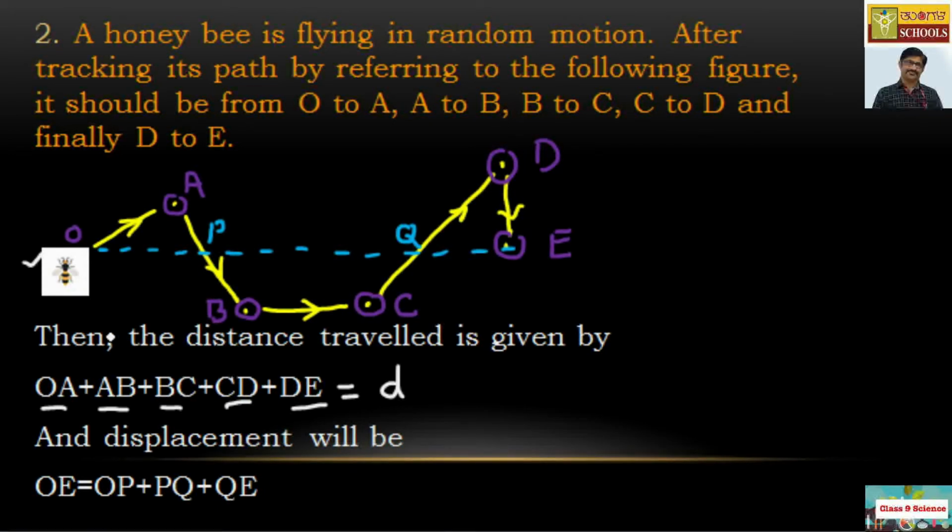Amongst the shortest path, the displacement is equal to x, and that x is equal to OE. OE will be from point O to point E, that is OE equals OP plus PQ plus QE. So that is the shortest length, and hence the displacement of the honeybee will be equal to OP plus PQ plus QE, which is equal to x, or you may say OE.